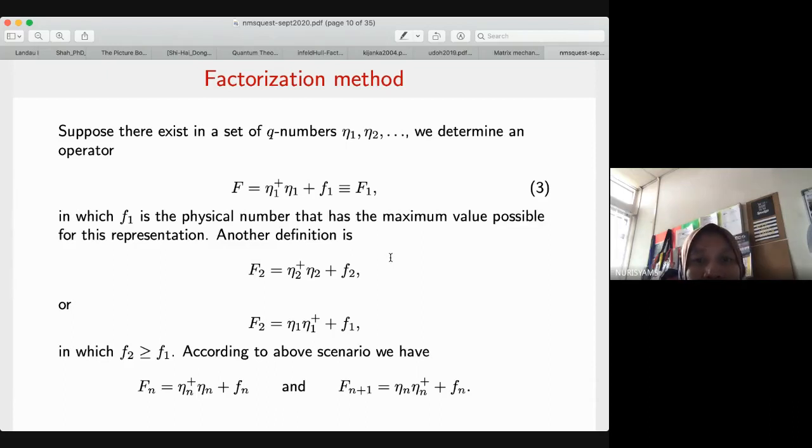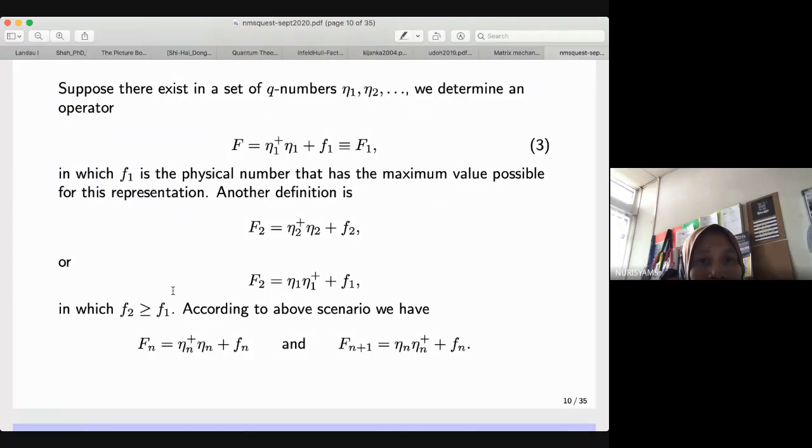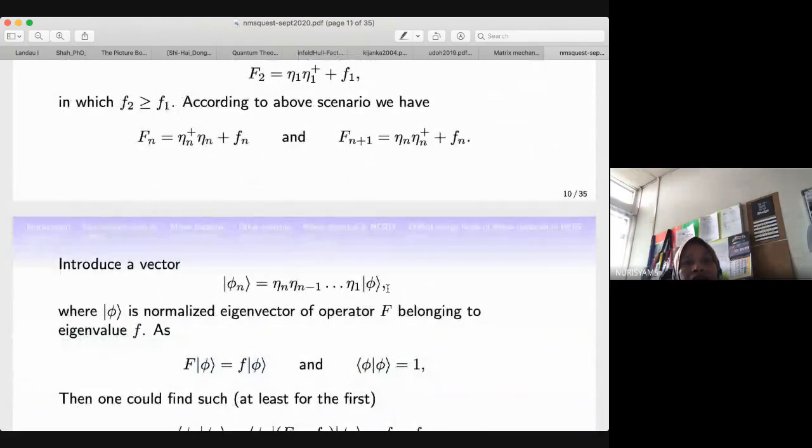Another definition, you can also have F_2, equivalent to that, or you can put F_2 with a different strict order. But there are some constraints to this. Your F_1 is a physical number, and F_2 must be larger than F_1, so you need an increasing order in terms of the operator. According to this scenario, you can have up to n operators, and you can write either this part or the other part. If you introduce a vector now, let's say your phi_n, then it would be like this.